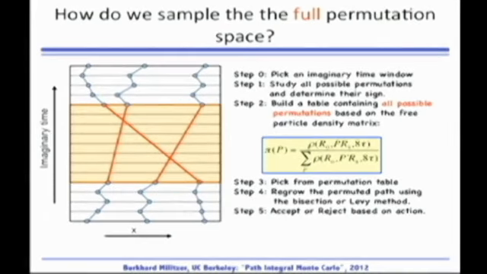So let's review. We pick all possible permutations, and we build this giant table. In the table, we pick which particles we want to permute, and then we start the bisection. By picking the permutation, we know where we want to end up. And well, how does it really work?